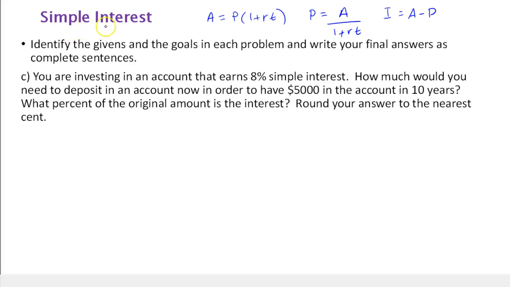In this video, we're going to look at a simple interest problem, identify the givens and goals in each problem, and write your final answers as complete sentences. So you are investing in an account that earns 8% simple interest. Okay, so now I see a question coming, so that'll be a goal.